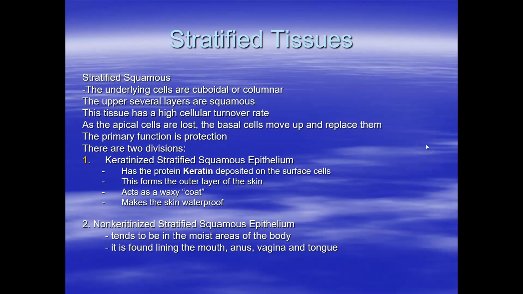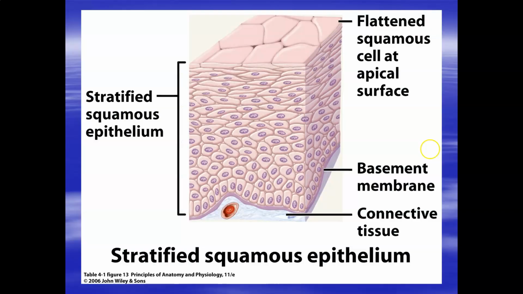So there are 2 forms, a keratinized form and a non-keratinized form. Keratinized stratified squamous epithelium has a protein called keratin within the cells, and this protein is deposited on the surface cells. We can see here in the diagram, for example, this represents your skin, which we'll be talking about, but you can see that many of the cells here have nuclei in them, so they're alive cells. But up here near the top, there are no nuclei. Those cells are dead, and they are completely filled with keratin.